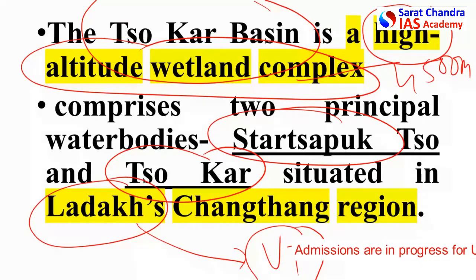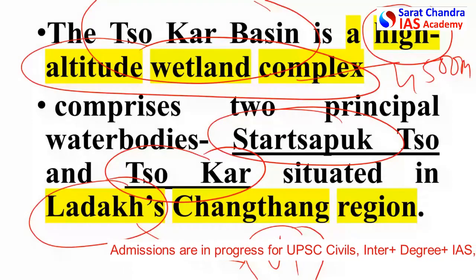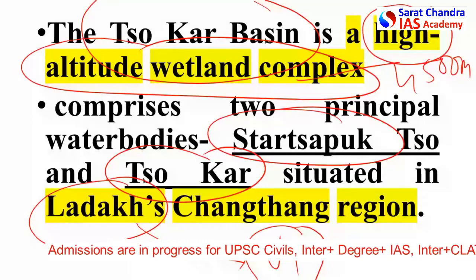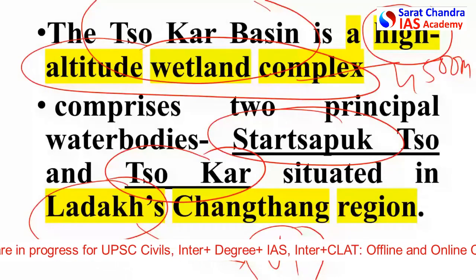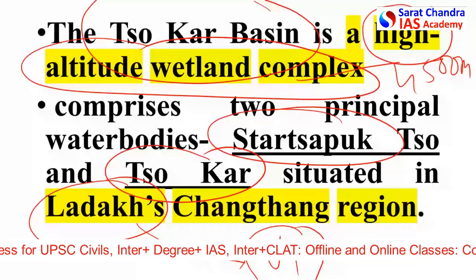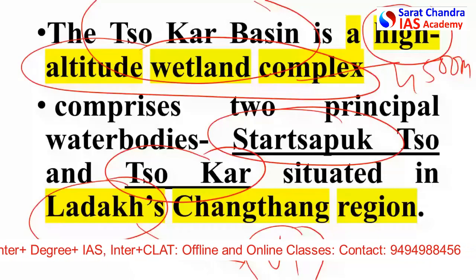Hope everybody has written this. Very, very important. The 42nd wetland complex of India. There are 42 Ramsar wetland sites, and the 42nd Ramsar wetland site is Tsokar Lake, which is located 4,500 meters above sea level. It is in the Union Territory of Ladakh.